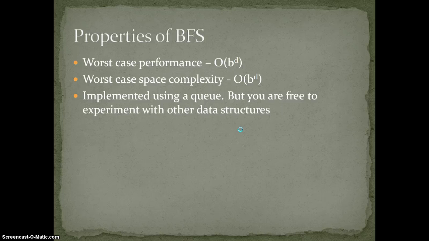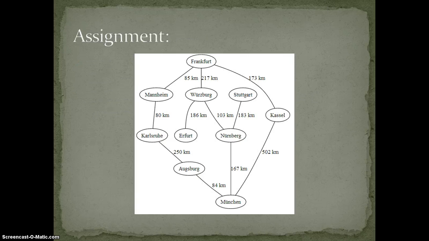So how do we implement the breadth first search? Implementing the breadth first search is simple. So you can use the queue data structure. Now for the time for assignment. So what you have to do here is find München over here. So starting from Frankfurt, how do you traverse to München?